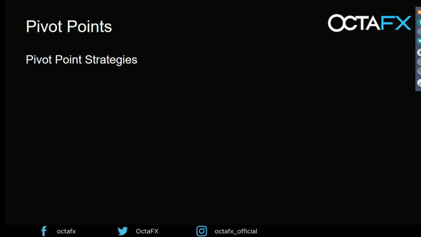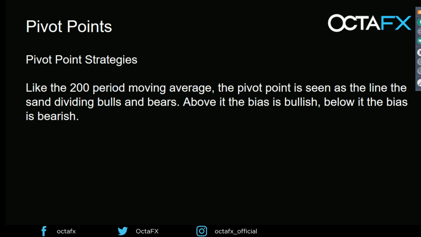Okay, next up, guys, let's talk about pivot point strategies. In a similar way to the 200 period moving average, pivot points are like a line in the sand, where above the pivot you're in bullish territory, and below it you're in bearish territory. So when you're trading above the pivot, you're favoring long trades, and when you're trading below it, you're favoring sell trades. Above it the bias is bullish, below it the bias is bearish. Fairly intuitive concept, right?